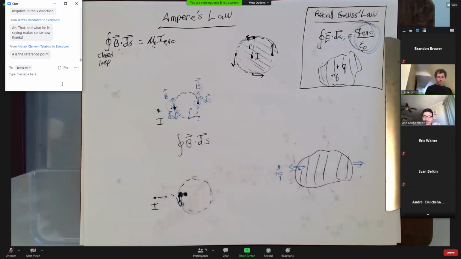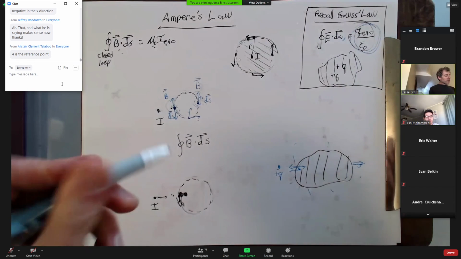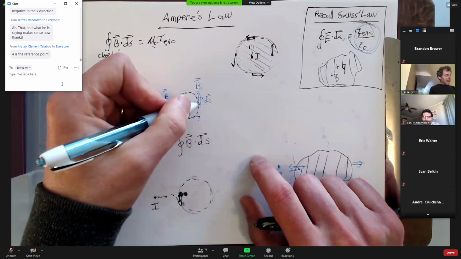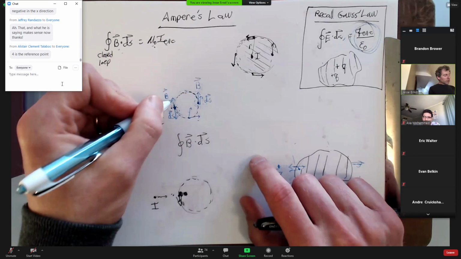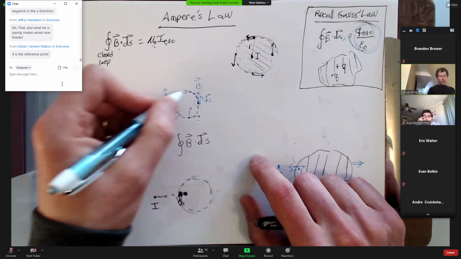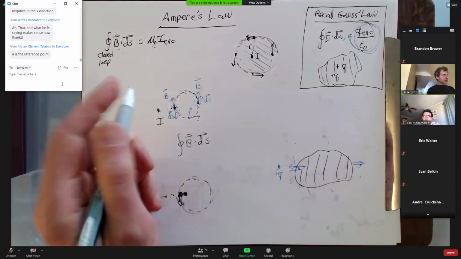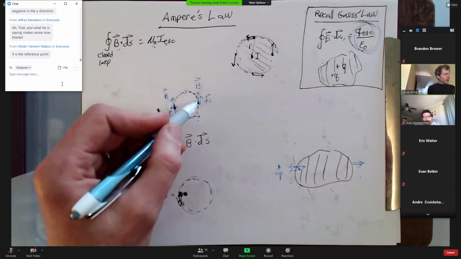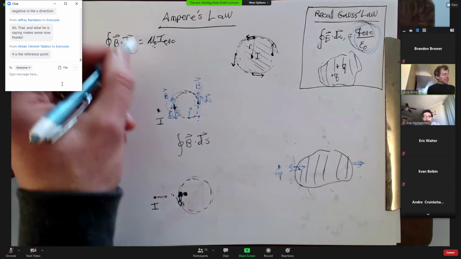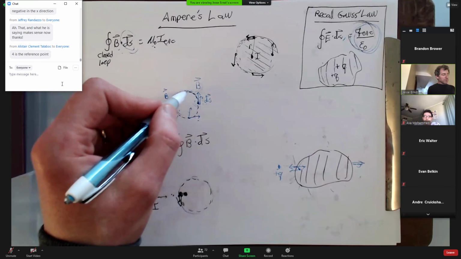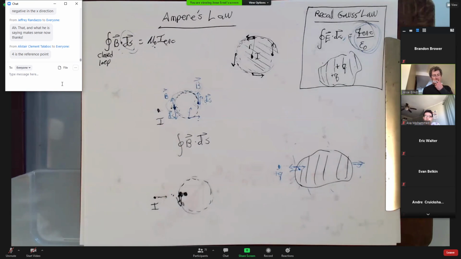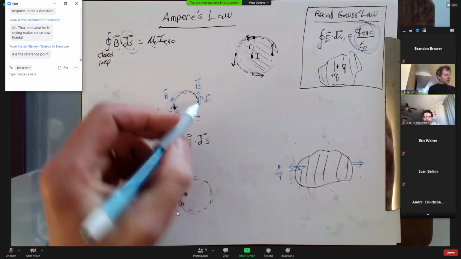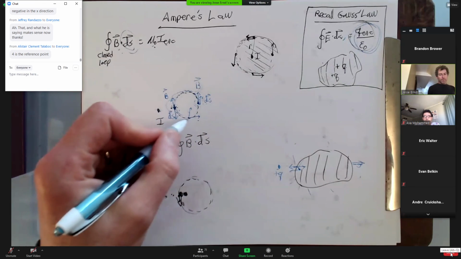What is ds, and why is it always going counterclockwise? So ds is a small step around the loop. You can make it clockwise; we'll talk about that later. You can choose either direction you want, but I just happen to choose it this way. So ds means a small step around the loop, in the direction that you've decided to walk.